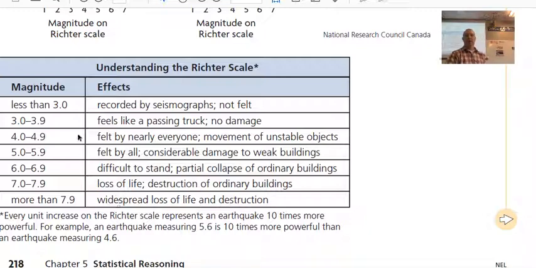Okay. So less than 3, it's not really felt. A passing big truck, a big semi or something like that, you'd feel a slight rumble in your house, and that would be about 3 to 4. Considerable damage to weak buildings up to the 5 range, and so on.